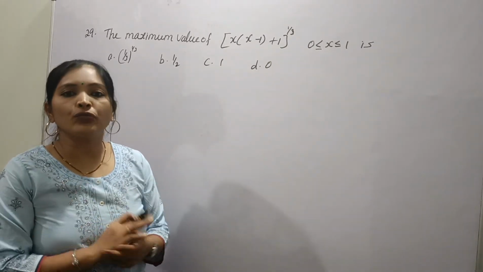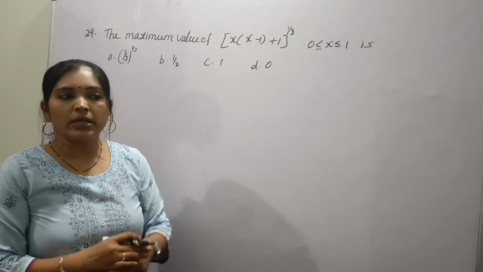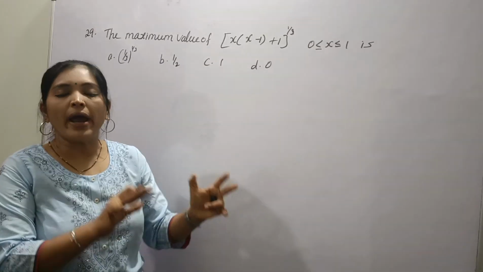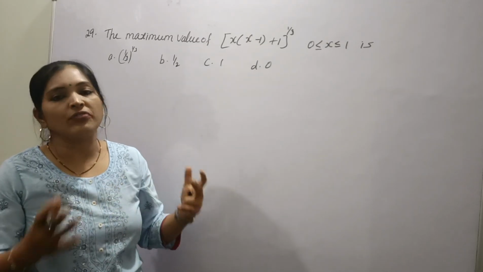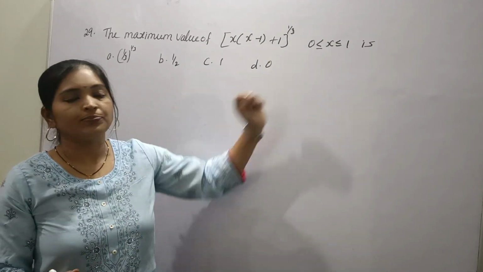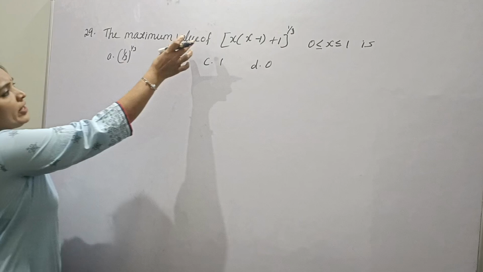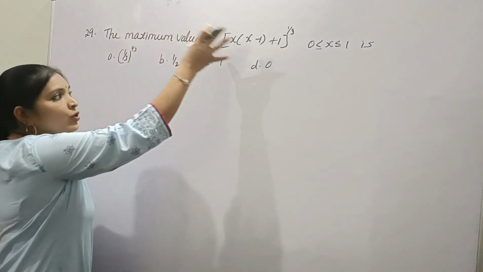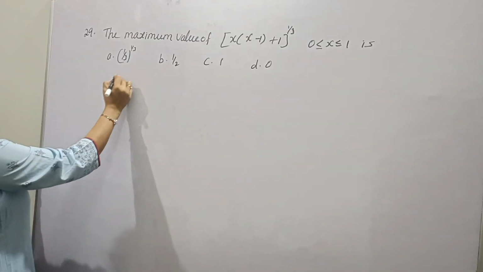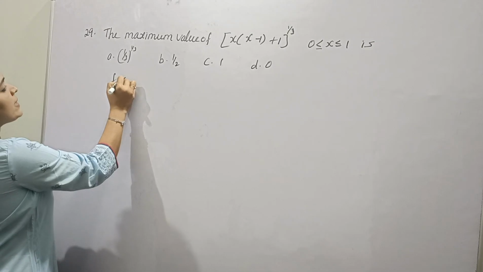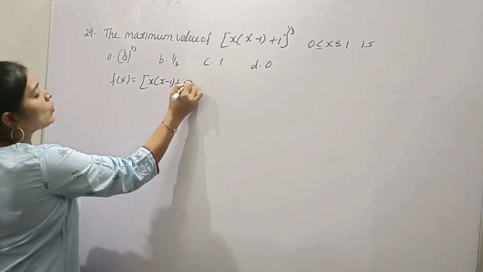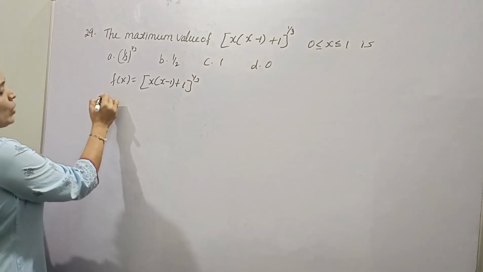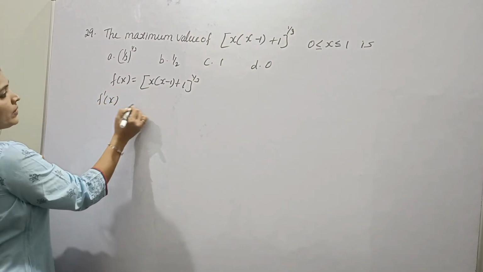So here there is no need to find a second derivative. Here we will find the first derivative and find the critical points, and we will find the values of the function at all the points, because here we have to find the maximum value of this function. So first of all, f of x is equal to x into x minus 1 plus 1, whole raised to 1 by 3, right? So let's find f dash of x.